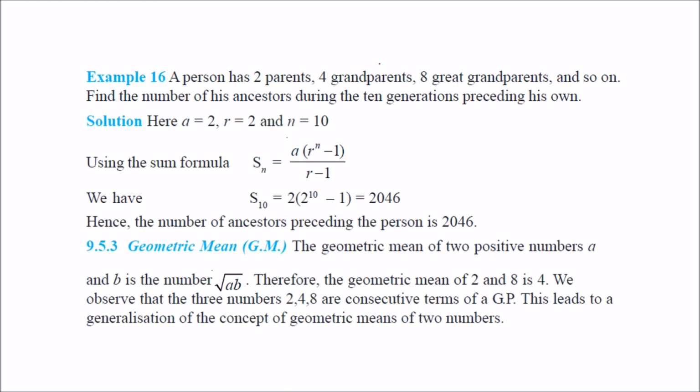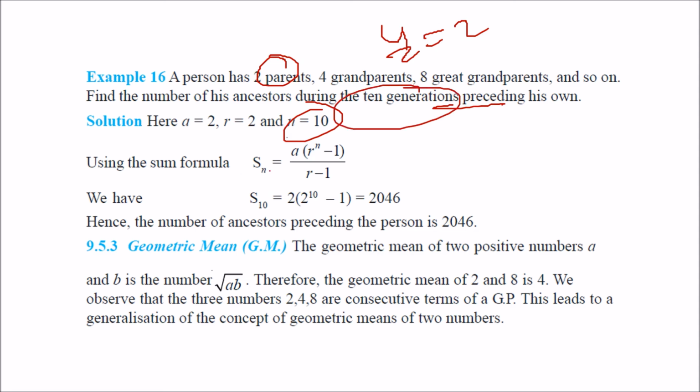So a person has 2 parents, 4 grandparents, 8 great grandparents. Find the number of his ancestors during 10 generations preceding him. So A is 2, R is also 2 because 4/2 is 2, n is given as 10 because 10 generations. So Sn is equal to A(R^n - 1)/(R - 1). That is S10 is going to be 2046 if you solve it.